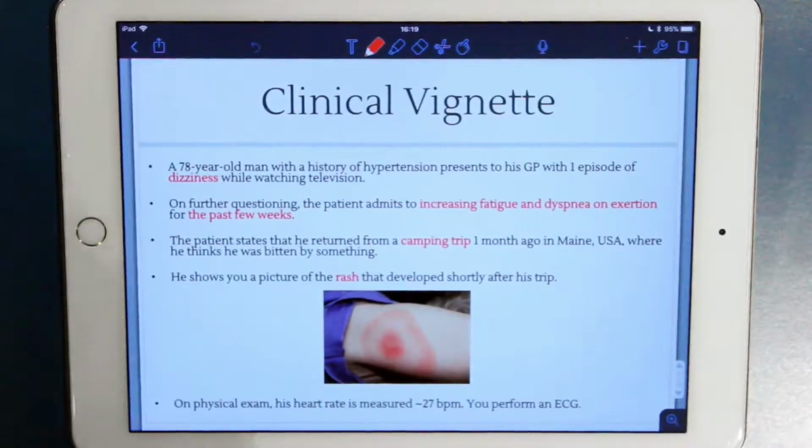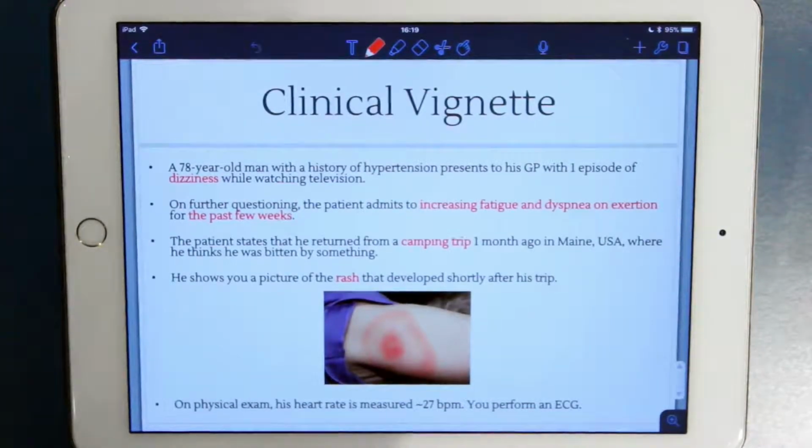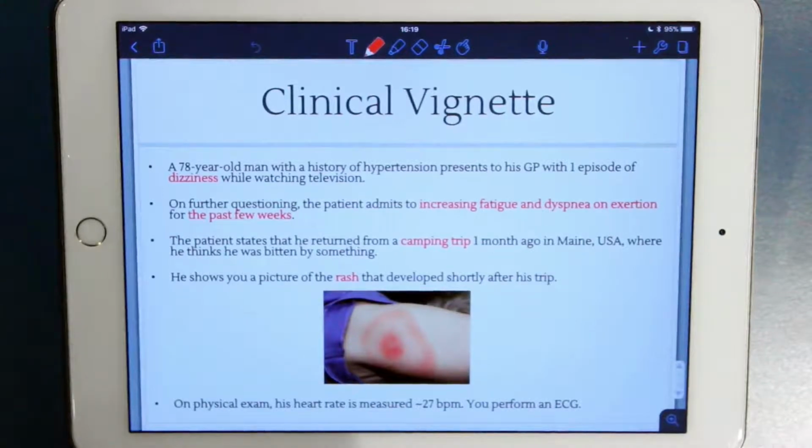Welcome everybody to this week's ECG of the Week. Here's our clinical vignette from earlier on Facebook. Feel free to pause the video and remind yourself of the characteristics of this patient.